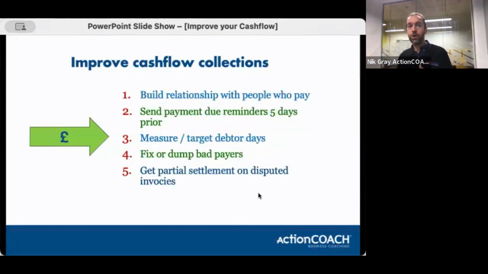And the last few on improving cash collections. Build relationships with people who pay you. You might think that you're doing business with a company, B2B, but there's somebody behind that. So who is that person who makes the final decision about when to pay? Do you know the name of that person who can make the decision for you? What would influence their decision in a positive way?